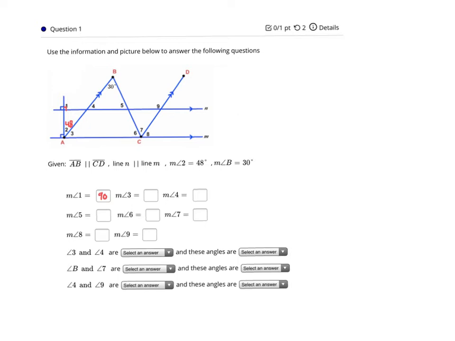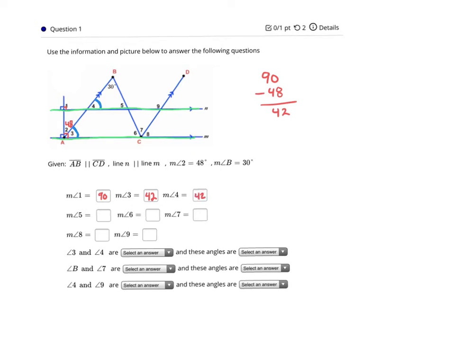Angle 3, well, just like we said for angle 1 is 90, angle 2 and 3 together must equal 90. So if we do 90 degrees and subtract angle 2, which is 48, that will give us 42 degrees. So the measure of angle 3 is 42 degrees. Okay, angle 3 and angle 4 are corresponding angles. If lines are parallel, which they are, that means that corresponding angles are congruent. So angle 4 is also 42 degrees.